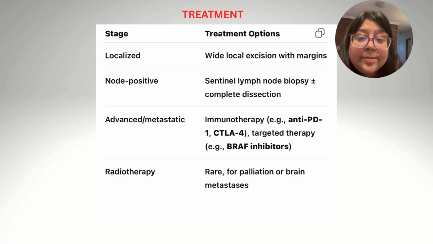Now let's discuss the treatment options. If the disease is localized, then wide local excision with margins is done. Node positive, sentinel lymph node biopsy plus or minus complete dissection is done. In advanced or metastatic cases, immunotherapy or targeted therapy is done, and radiotherapy is given for palliation or brain metastasis.